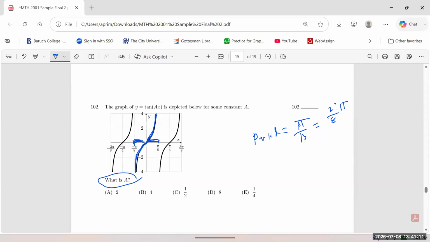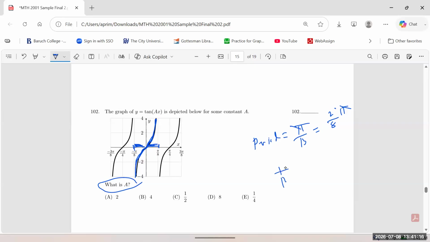And what's the period formula? Pi over b. So pi cancels out. We get 1 over b equals 1/4, right? 2/8 is 1/4. But they're not looking for b, they're looking for a. So it's 4. You flip. So the normal b is a here, because they changed the letter.